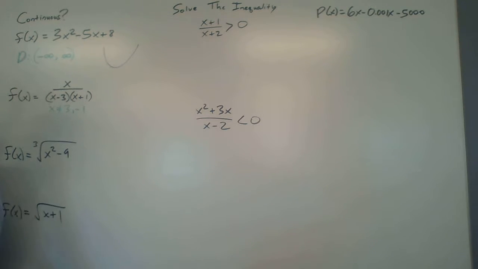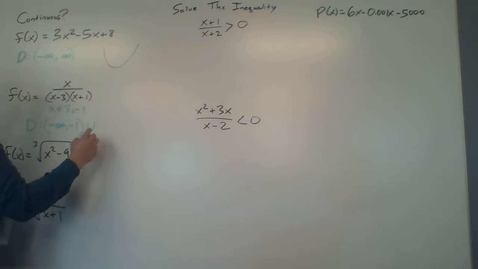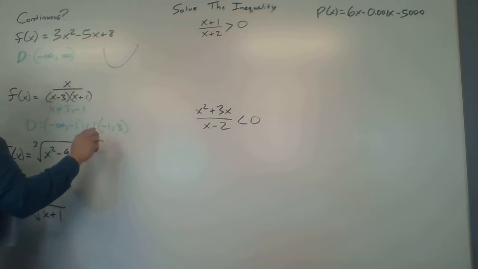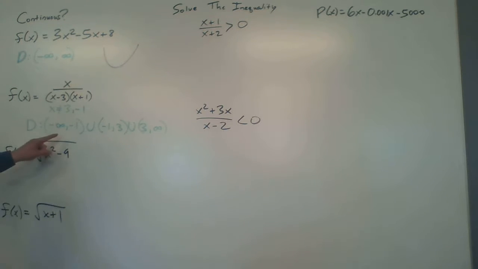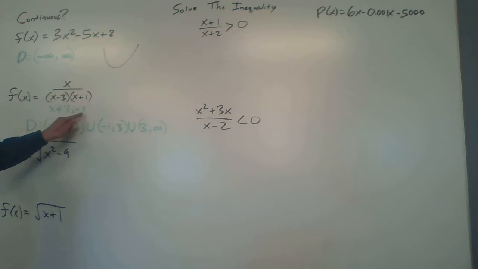So basically that's the domain, but how do we write this in what we call interval notation? So we're going to do all numbers from negative infinity to negative 1. And then we do this union. All the numbers between negative 1 and 3. And then all the numbers after 3, which is 3 to infinity. And this is how you write that. So this is just a fancy way of saying all the numbers before negative 1, all the numbers between negative 1 and 3, all the numbers after 3 to infinity. It's just another way of saying not 3 and not negative 1. So that's all we have there.